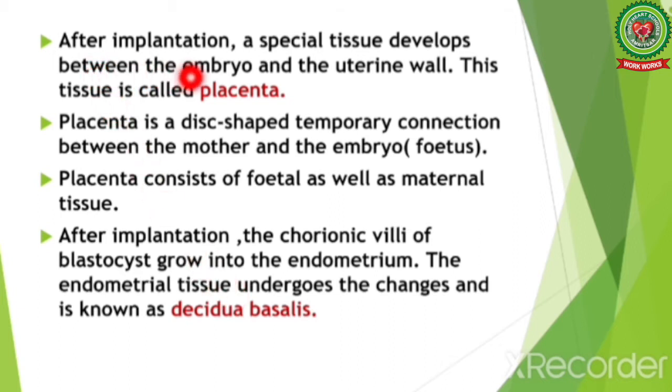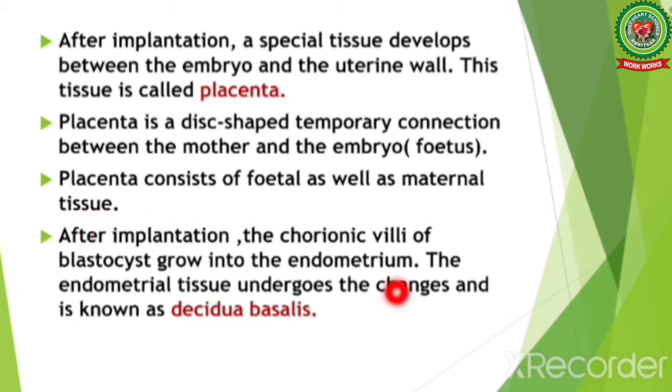After implantation, a special tissue develops between the embryo and the uterine wall. This tissue is called placenta. Placenta is a disc-shaped temporary connection between the mother and the embryo, fetus. Placenta consists of fetal as well as maternal tissue.